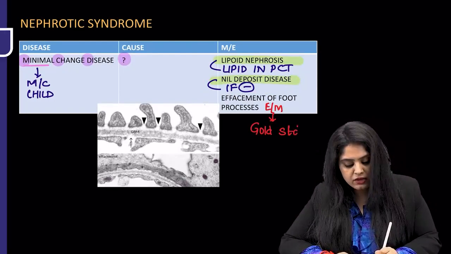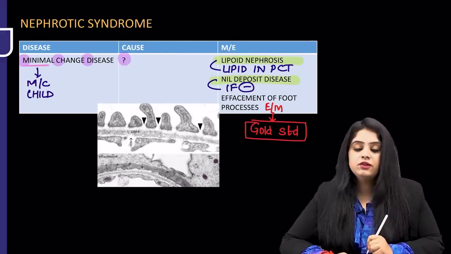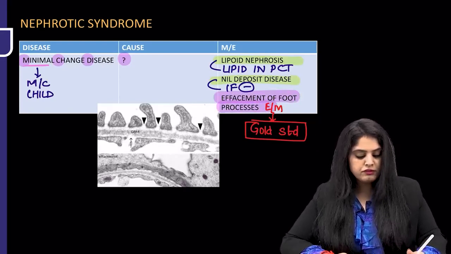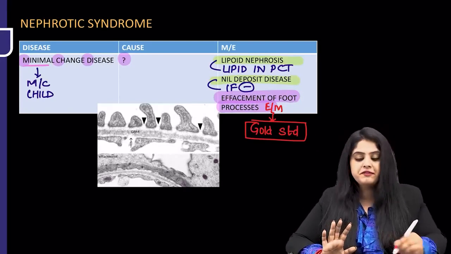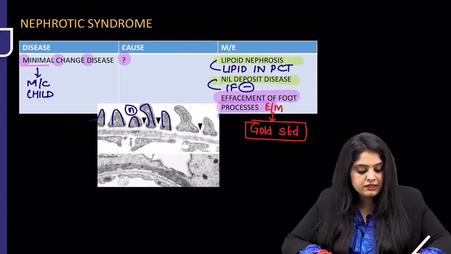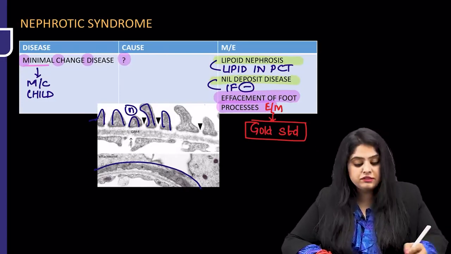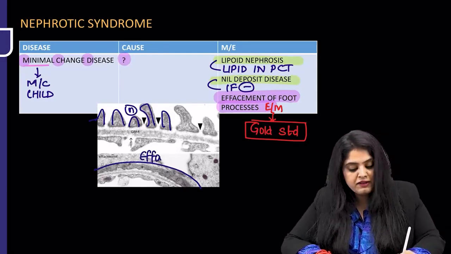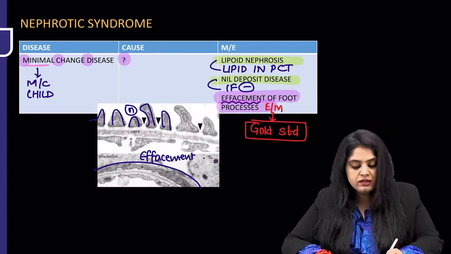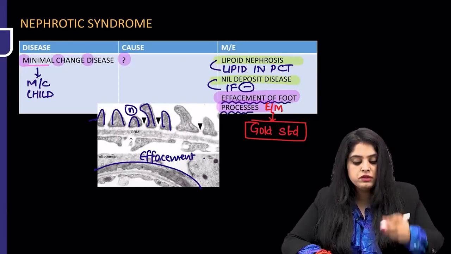Remember, the gold standard of minimal change disease is electron microscope, and that shows you effacement of foot processes. Foot processes we can identify; this is our favorite now. We can easily label them. These foot processes mean this is normal. Suddenly I see in the next picture the foot processes are not there. They are fused, they are flattened. That is known as effacement. So remember, the gold standard is effacement of the foot processes.